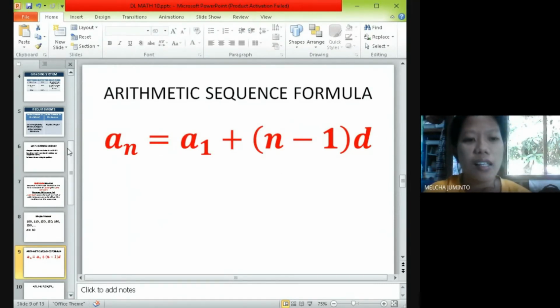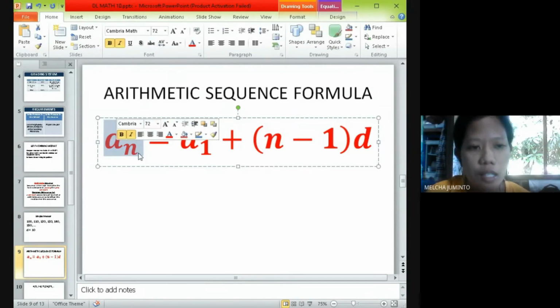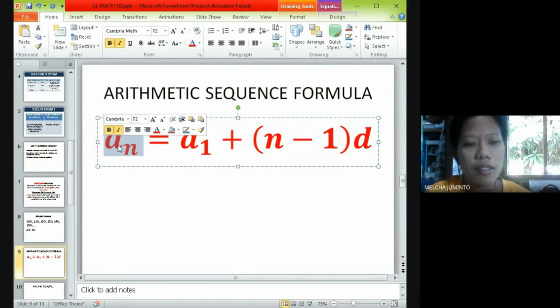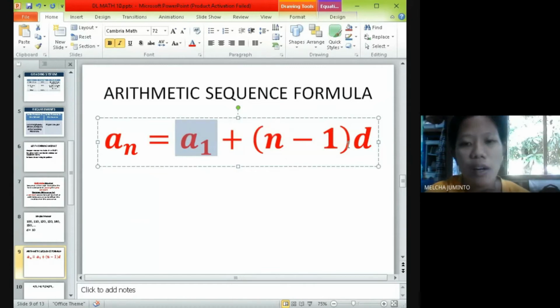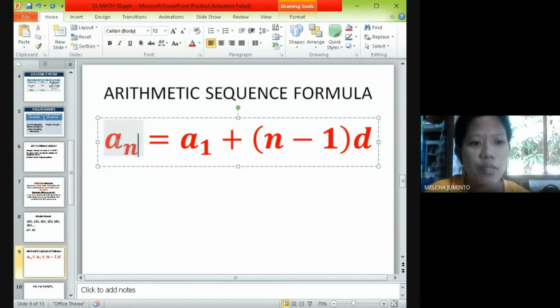So the formula is a of n. We read this as a of n, hindi an. Again, we read this mathematical symbol as a of n equals a of 1 plus the quantity n minus 1 times d. So, let us unlock every symbol dito sa formula. When you say a of n, that is the nth term, or the last term. Again, a of n is the nth term or the last term in the sequence. That is usually the unknown in a problem of arithmetic sequence.